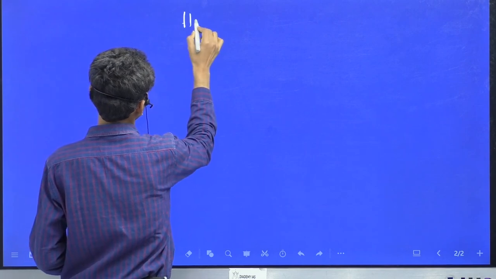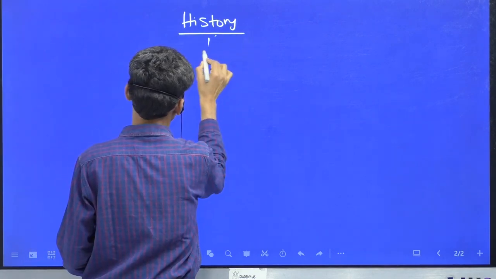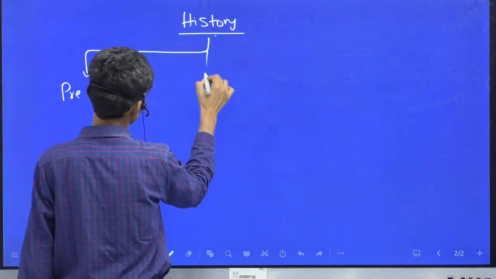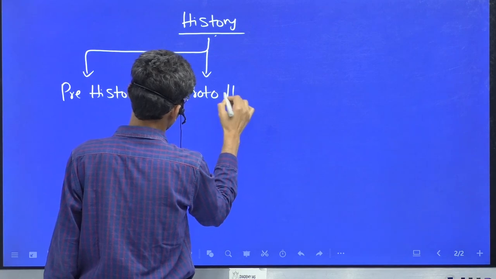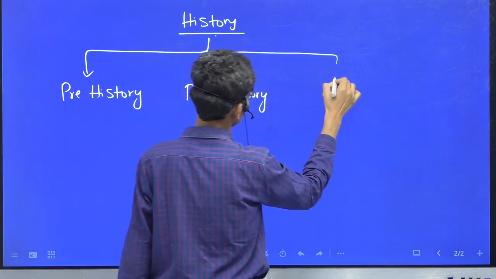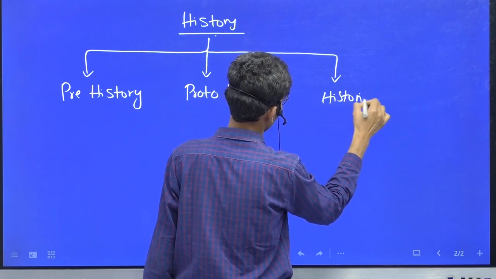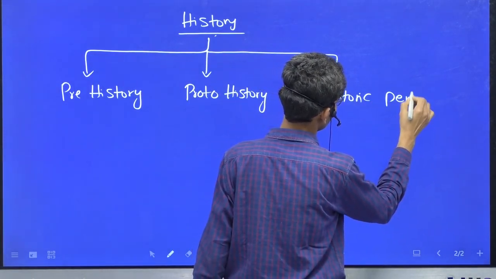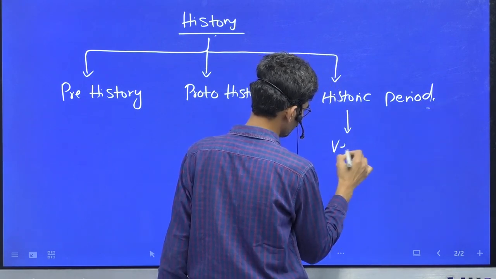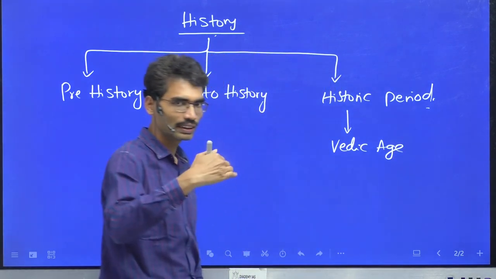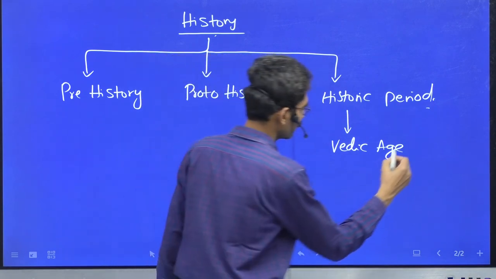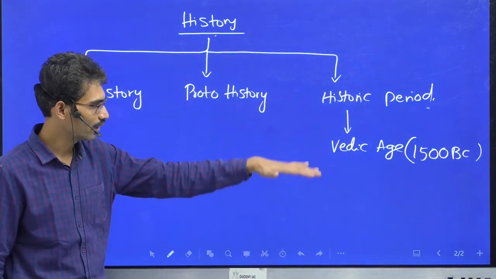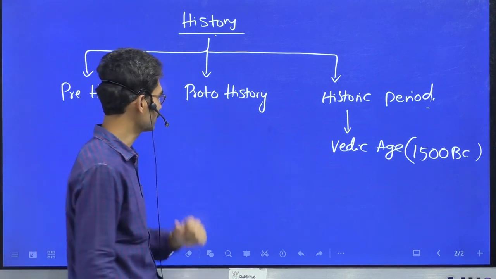Here, history can be divided into prehistory, proto-history, and historic period. So, the prehistoric period, the proto-historic period, and the historic period. When it comes to the historic period, from the Vedic age onwards we consider it historic. The Vedic age starts from 1500 BCE, and from that time onwards: early Vedic, later Vedic, Mahajanapadas, likewise.